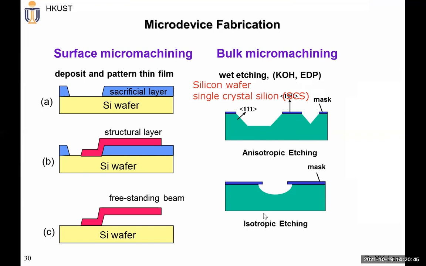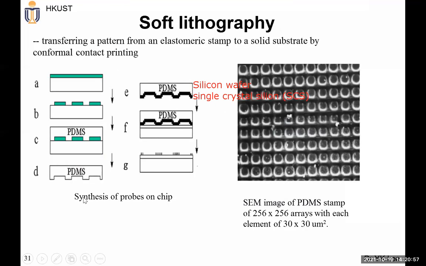But on the other hand, there's another branch of chemicals, which is isotropic etching. So both have been used in different applications. Again, I just quickly show you another branch of fabrication, which we call soft lithography.